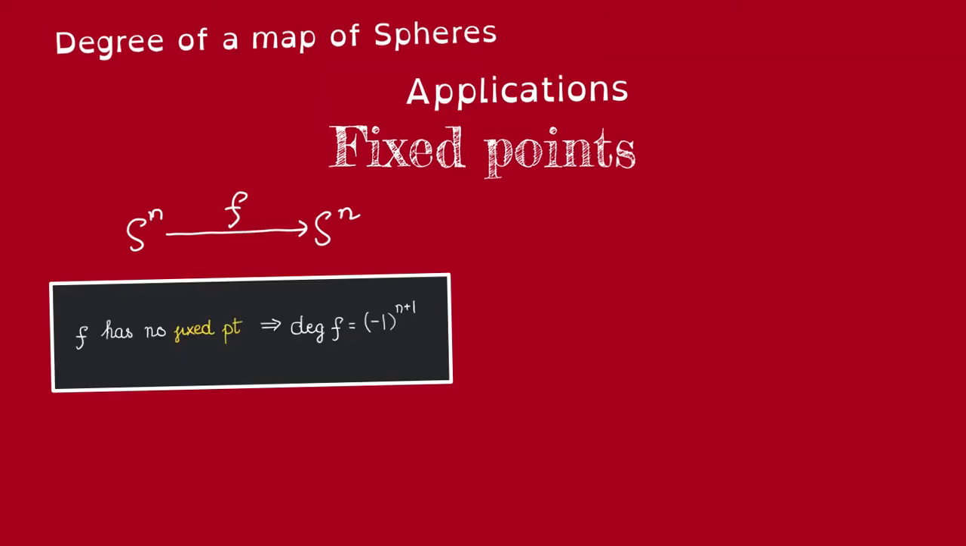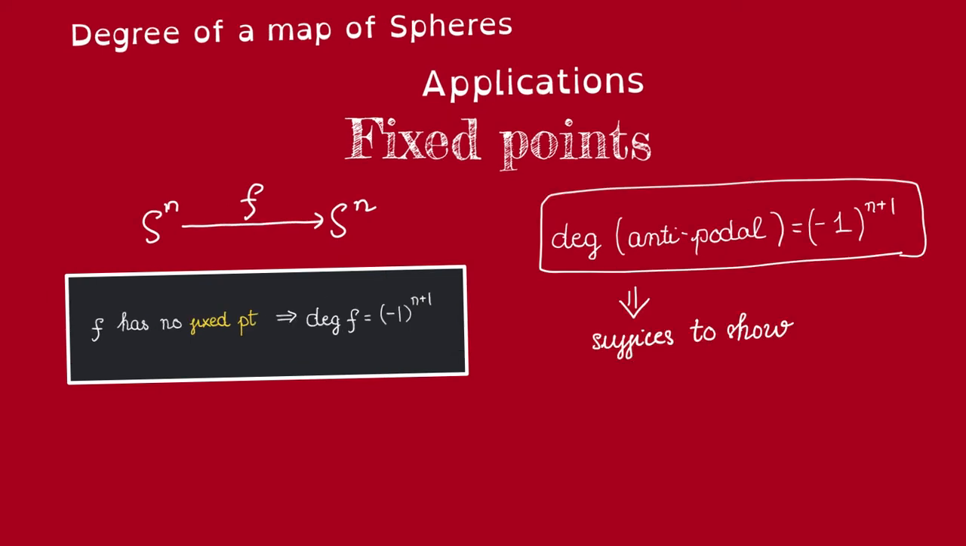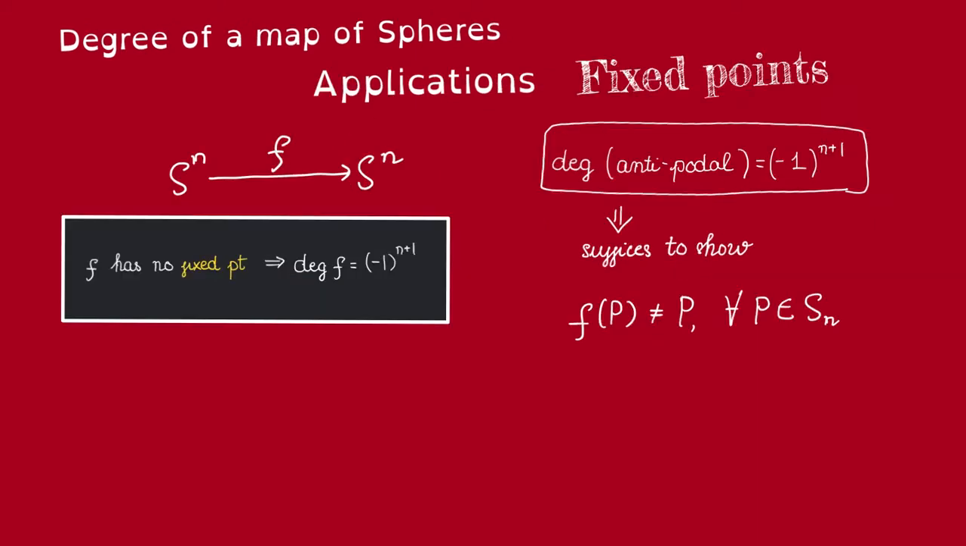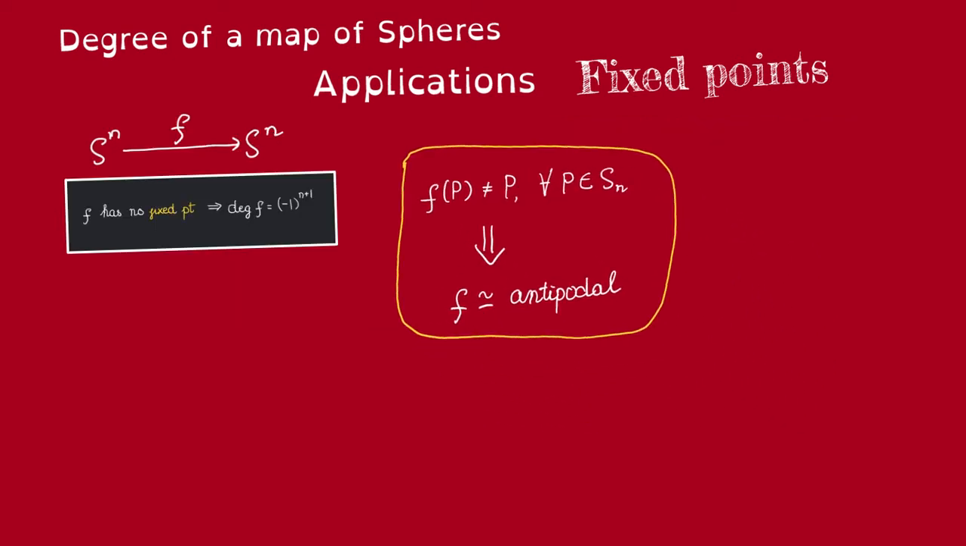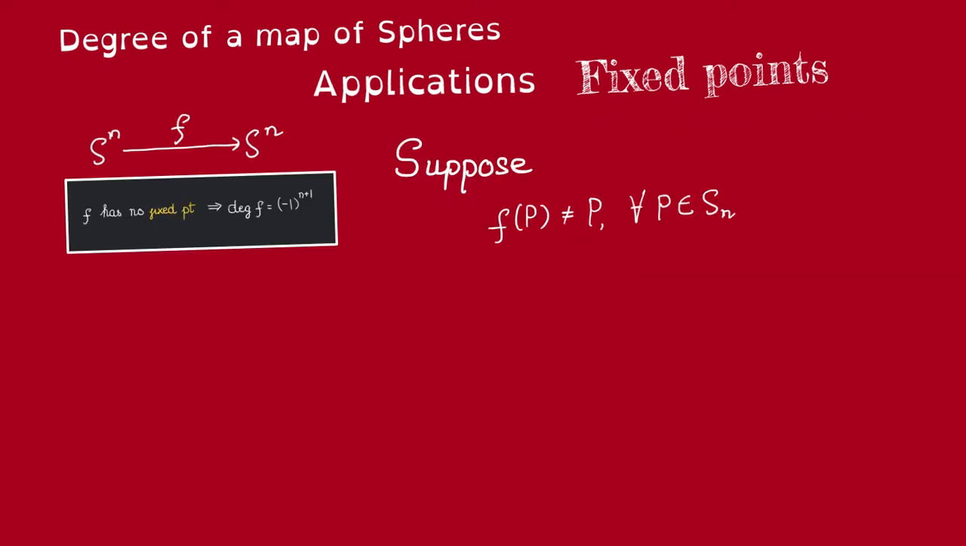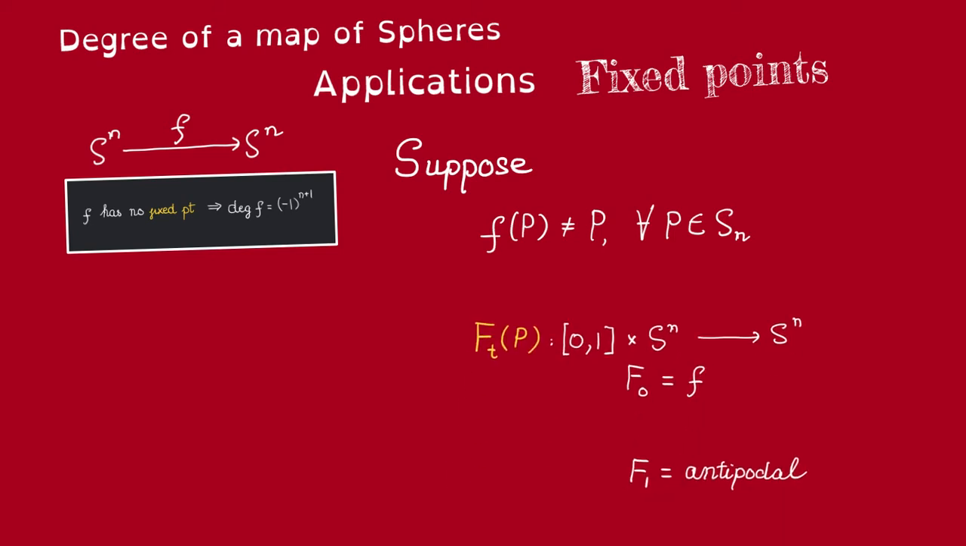Here we want to recall our previous result. Remember, the degree of the antipodal map is equal to (-1)^(n+1). Thus, it suffices to show that if F has no fixed point, then F must be homotopic to the antipodal map. And this is what we will prove. Alright, so let us suppose that F has no fixed point. We want to construct a homotopy between F and the antipodal map.